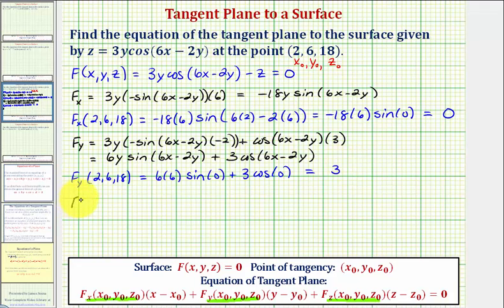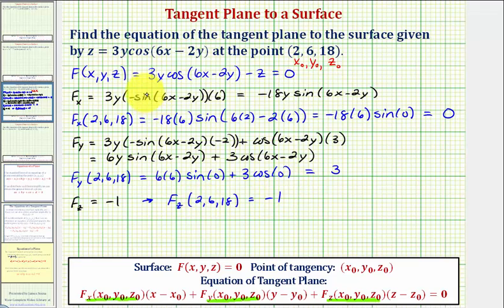Finally, we have the partial with respect to z. So we're treating x and y as constants. So the derivative of this first term with respect to z would be 0. The derivative of negative z with respect to z would be negative 1. Which of course means the partial with respect to z at any point will be the constant negative 1.